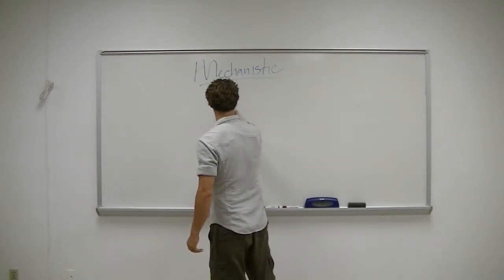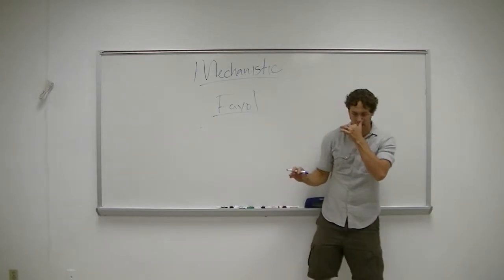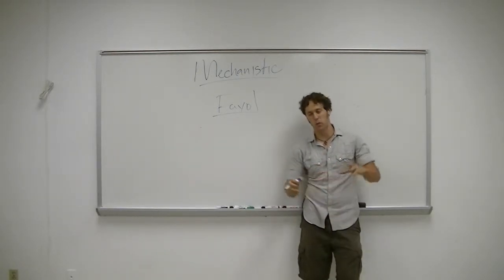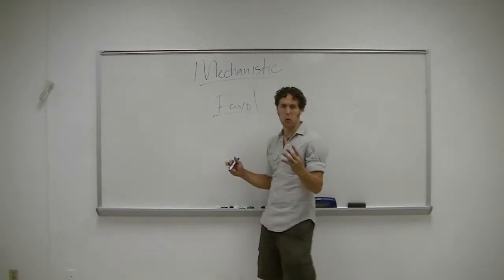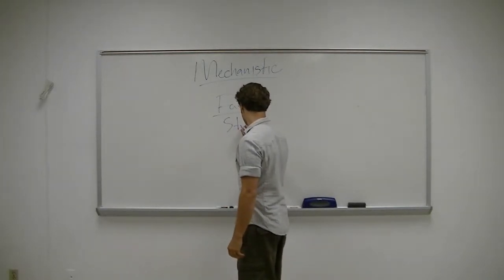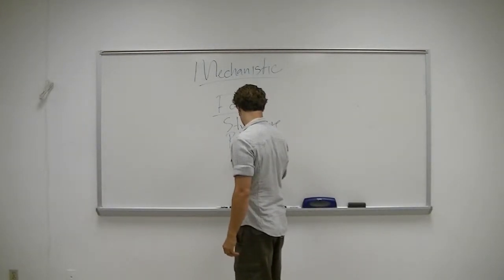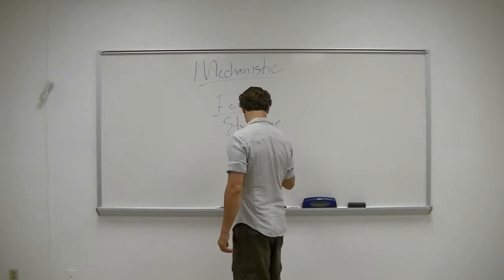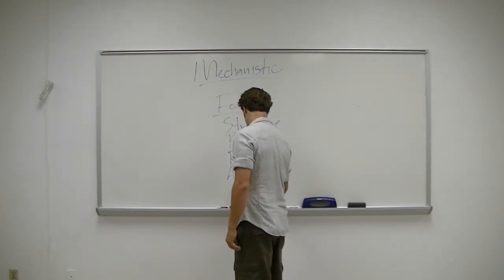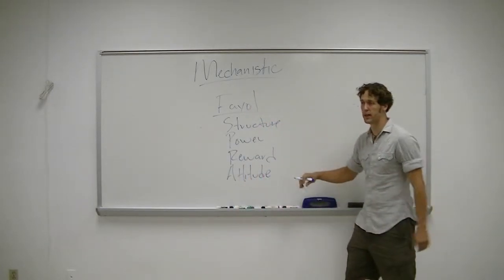And Fayol came up with a bunch of different principles for what excellent management were, but they break down into 4 categories, more or less. Fayol taught about structure, power, reward, and attitude. Structure, power, reward, and attitude.